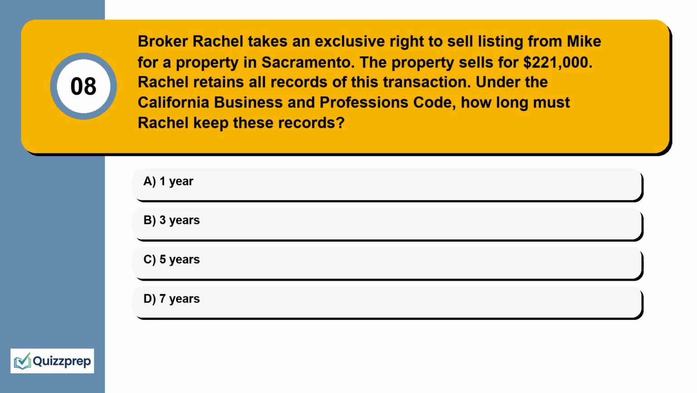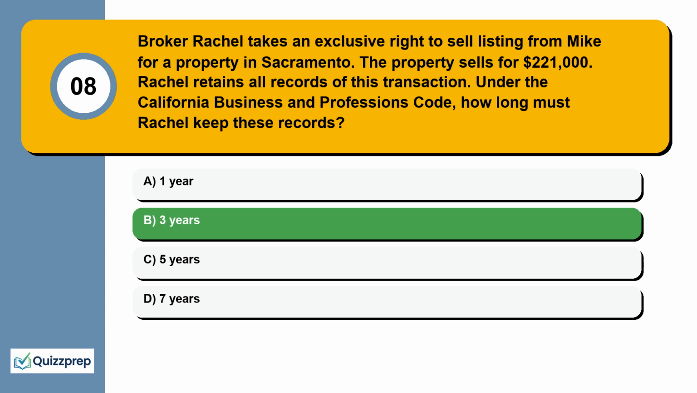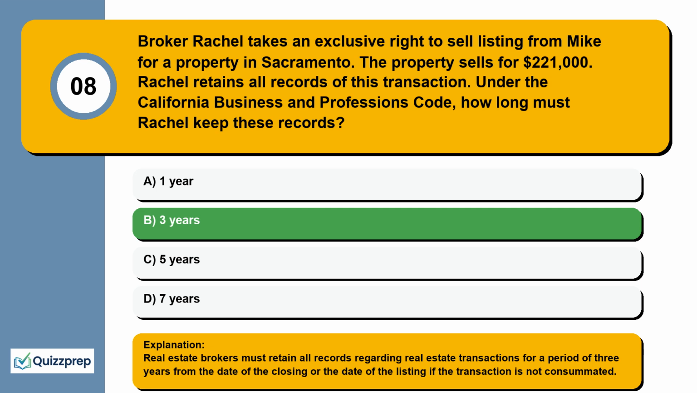Question 8. Broker Rachel takes an exclusive right to sell listing from Mike for a property in Sacramento. The property sells for $221,000. Rachel retains all records of this transaction. Under the California Business and Professions Code, how long must Rachel keep these records? 1 year, 3 years, 5 years, 7 years. Real estate brokers must retain all records regarding real estate transactions for a period of 3 years from the date of the closing or the date of the listing if the transaction is not consummated.